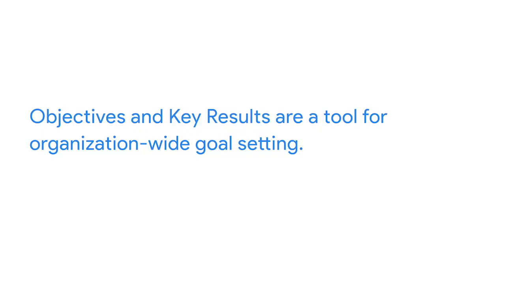The ability to identify a project problem's impact on your organization's OKRs will help you determine and communicate the appropriate level of risk and urgency of the problem. Objectives and key results are a tool for organization-wide goal setting. OKRs combine a goal and a metric to determine a measurable outcome.